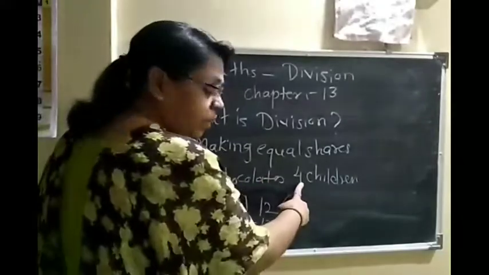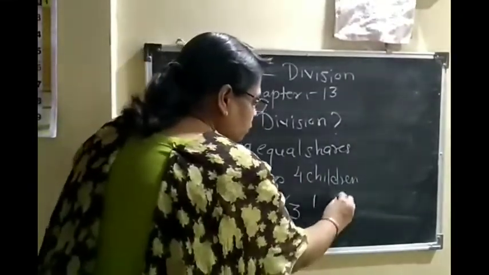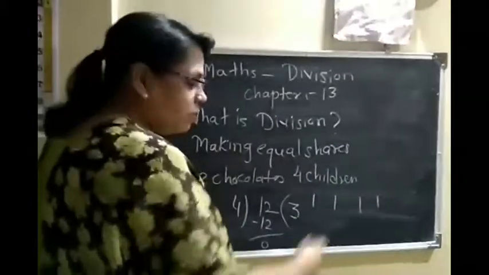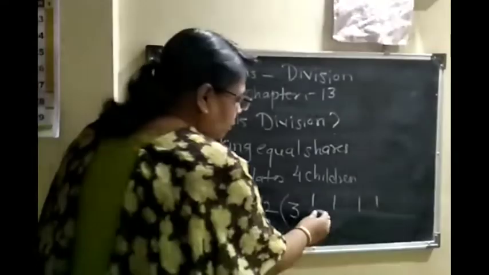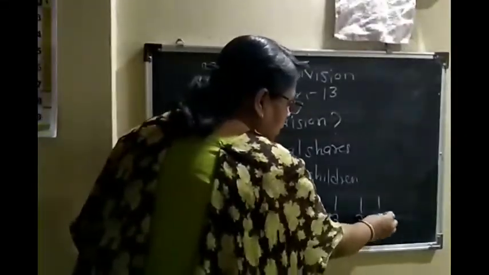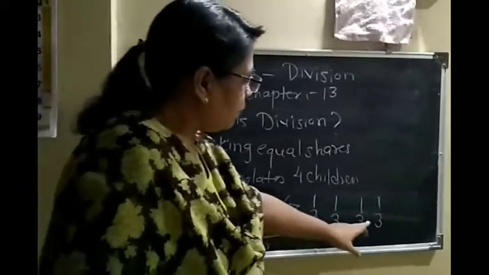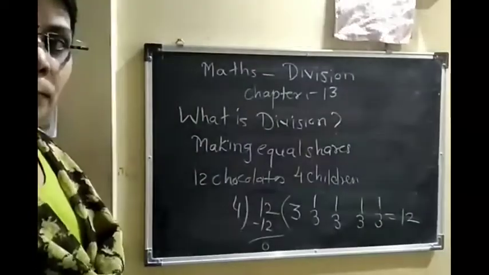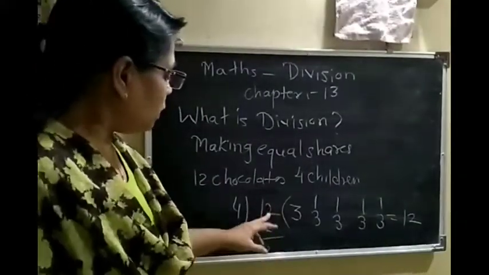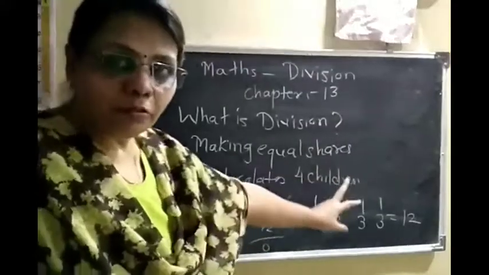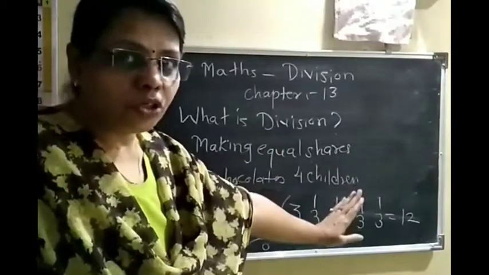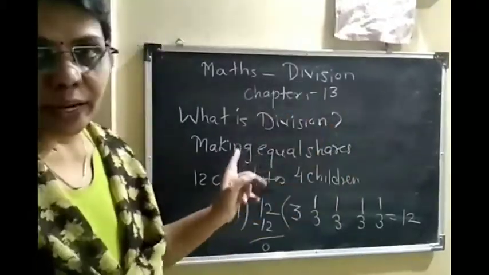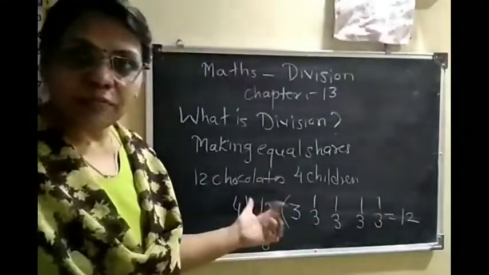See here. How many children are there? 4. 1, 2, 3, 4. It's the easier way I'm telling you. 12 chocolates, 3 each child will get. 3 plus 3 plus 3 plus 3 is equal to 12. So when you divide 12 chocolates among 4 children, 3 chocolates each will get. The answer is in front of you.